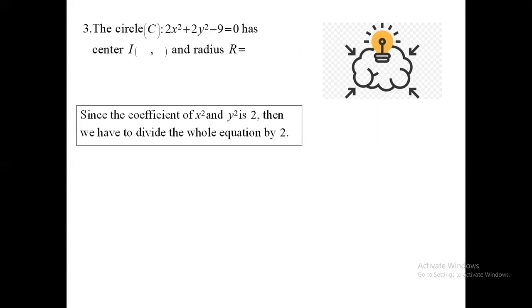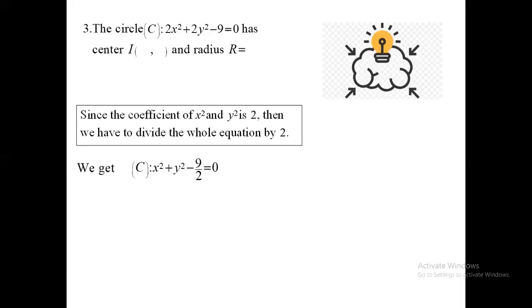The coefficient of x squared and y squared here is not 1, it's 2. Then we have to divide the whole equation by 2. You have to be careful here. We're not dealing with the expression, we're dealing with an equation. So if you have a coefficient which is not preferable here, you can divide the two sides by this coefficient so that we can get rid of this 2.